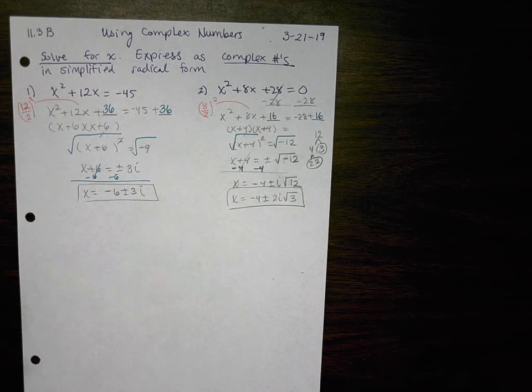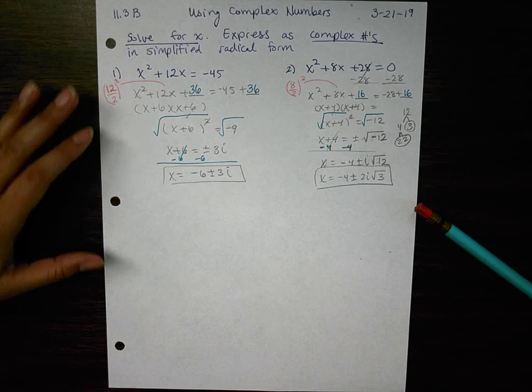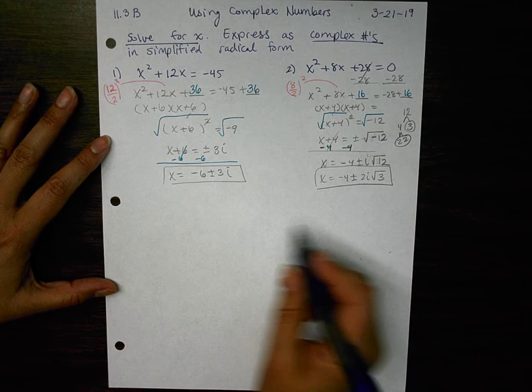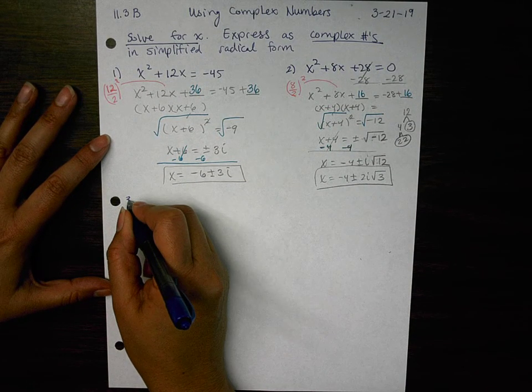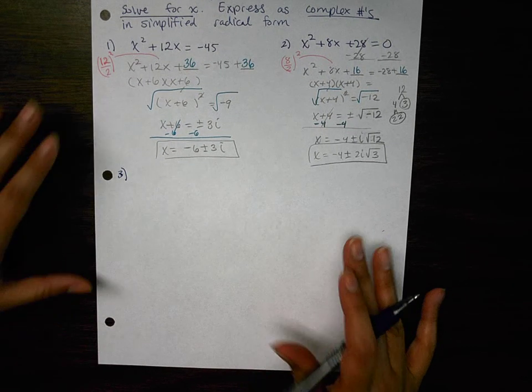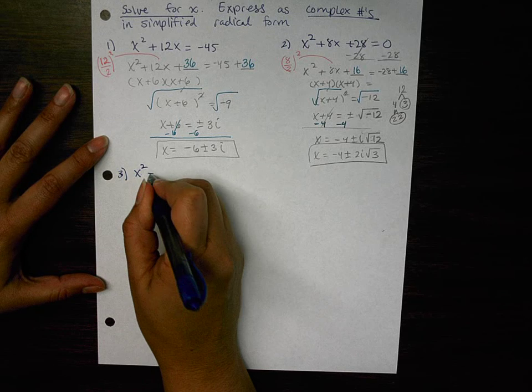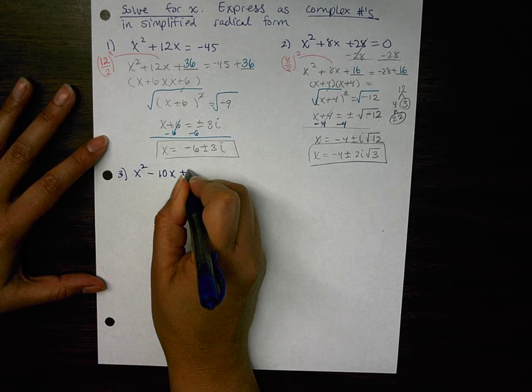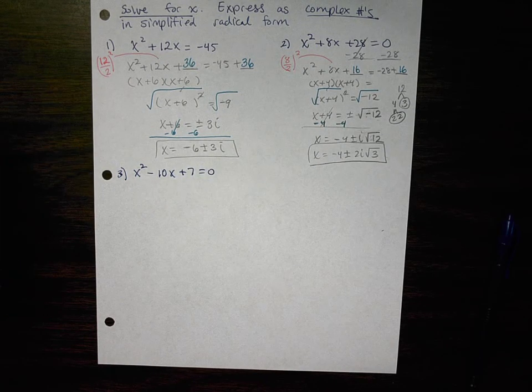All right. Next one. Now, some of you said you didn't even know where to start. Does it make sense now that we've done another one together? Yeah? All right, try this next one. x squared minus 10x plus 7 equals 0. Get to work. Max, write it down, please.